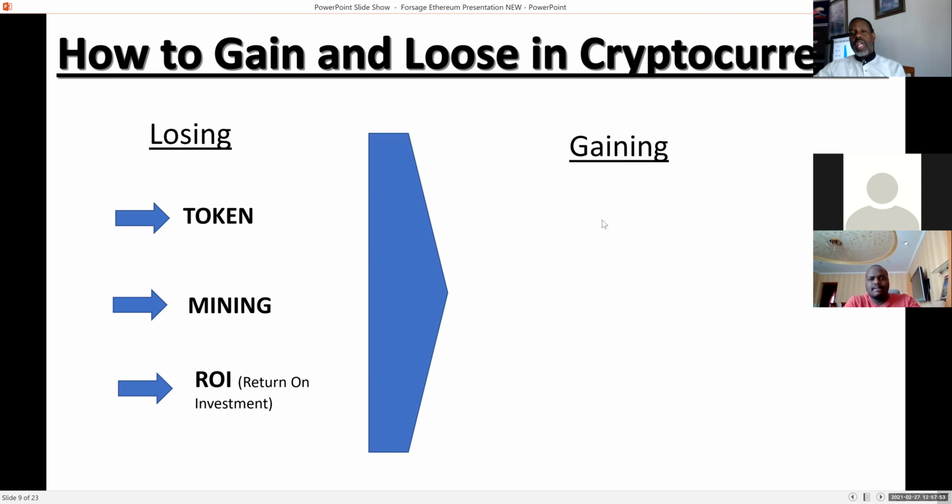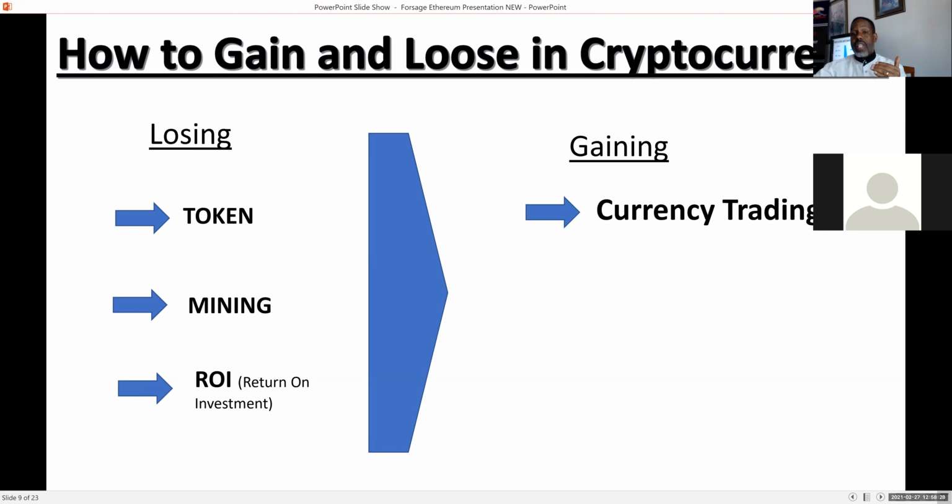Now, let me go quickly to the gaining side. Where can you genuinely make money in the cryptocurrency space? One, you can actually trade the currency, all right? You can trade the price. As the price is going up and down every single day, these cryptocurrencies, Bitcoin, Ethereum, Monero, Litecoin, all the 8,000 coins, they are going up and down every single day. Now, you can trade the price. But for you to be a proficient currency trader that makes money every day, you need education, you need time, and you need focus.